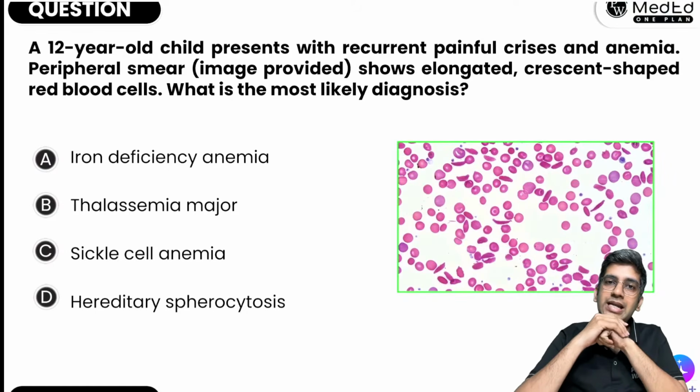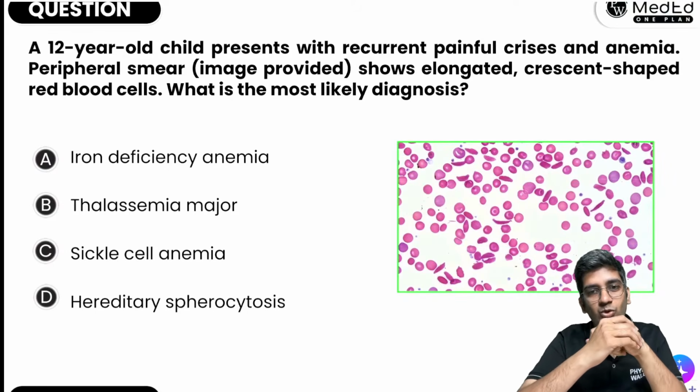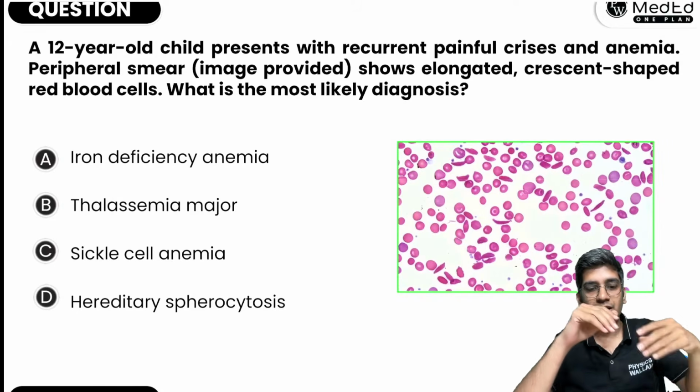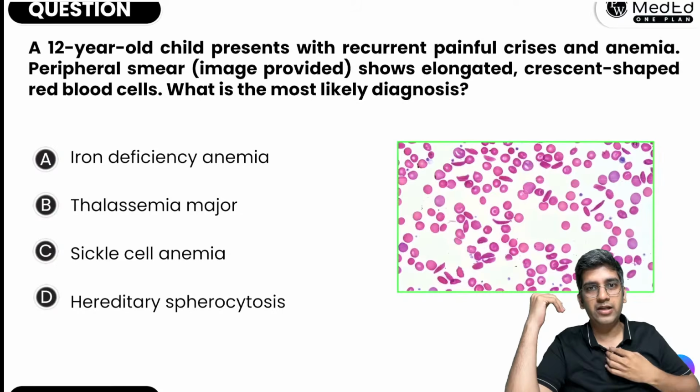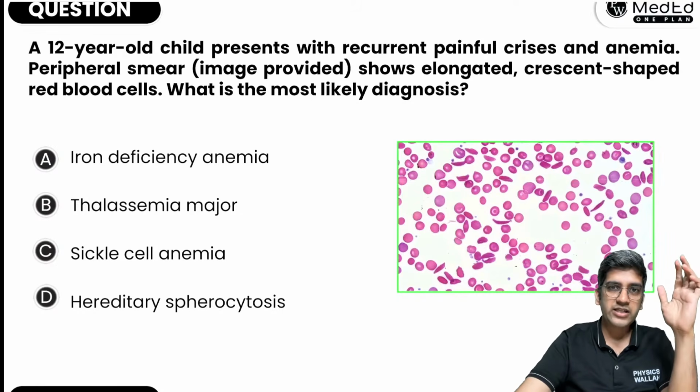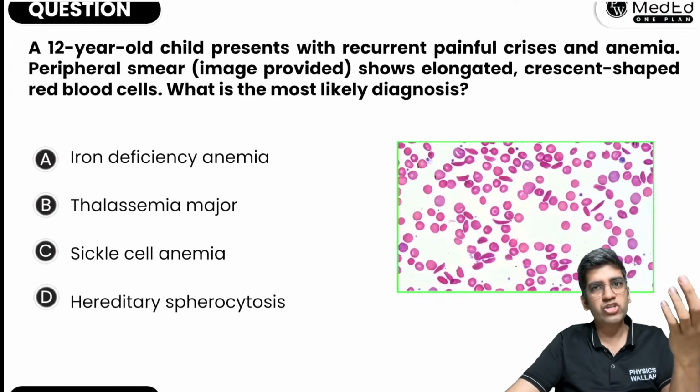A 12-year-old with a recurrent crisis. That's how sickle cell anemia will present. Pain of the fingers, dactylitis, unexplained abdomen pain, right? We can have pain in the bone, right? Unexplained crisis, vascular crisis is where your sickle cell anemia will present, and also anemia.